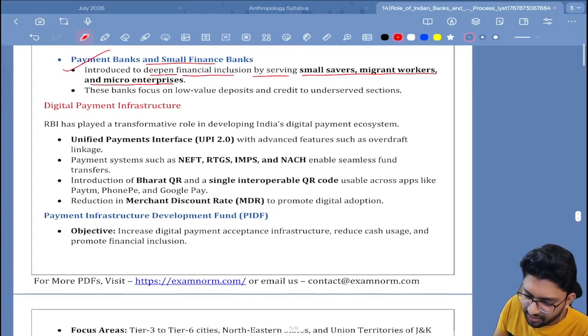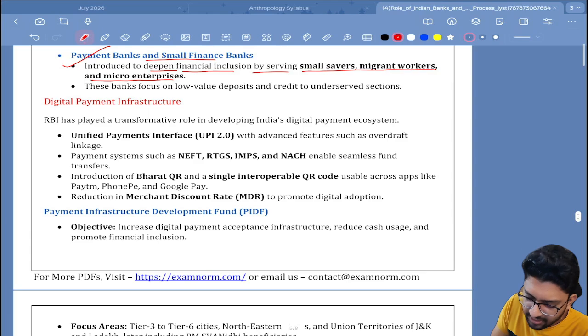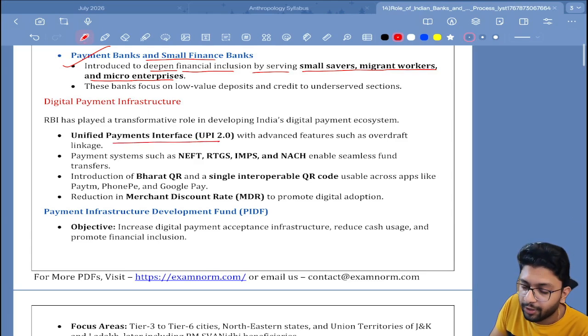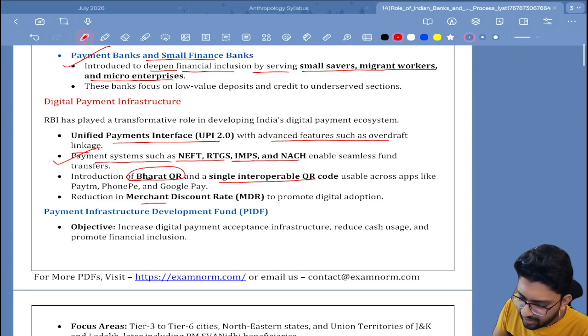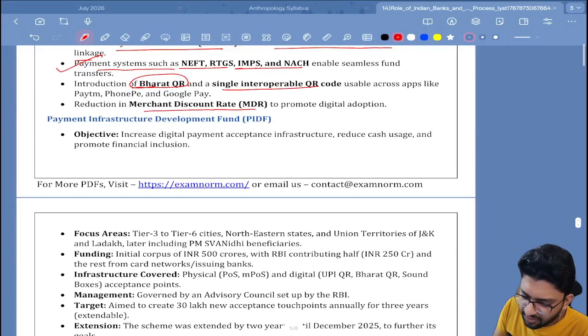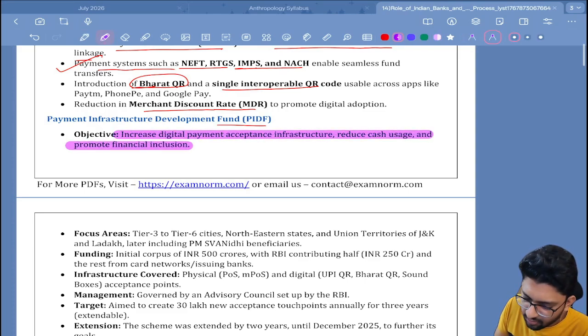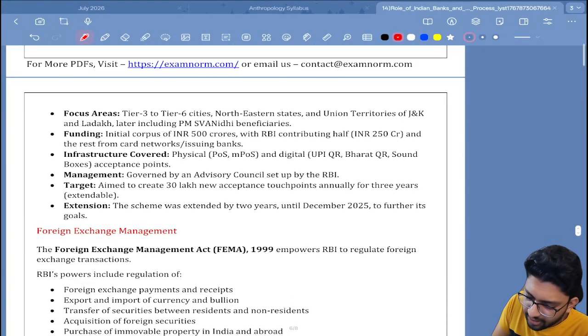Digital payment infrastructure. RBI has played a transformative role in digital payment infrastructure. We have UPI 2.0 with advanced features such as overdraft linkage, payment systems such as NEFT, RTGS, IMPS, NACH. Introduction of Bharat QR, a single interoperable QR code, and reduction in merchant discount rate. Payment Infrastructure Development Fund, PIDF. Objective: to increase digital payment acceptance infrastructure, reduce cash usage, and promote financial inclusion. Focus area: Tier 3 to Tier 6 cities, northeastern states, Union Territories of Jammu and Kashmir.